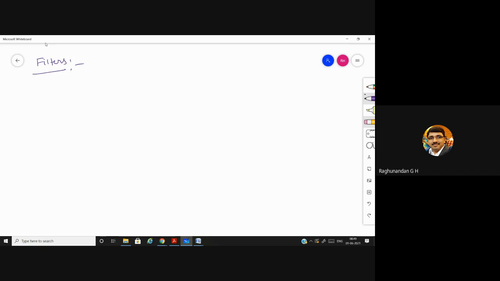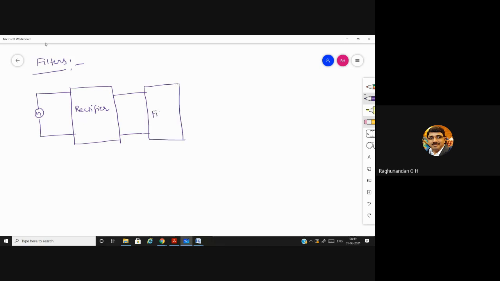So how will it be? It will be like this. We will not rewrite the entire circuit. We'll just represent the rectifier by a block diagram. This is the rectifier part, and the output of the rectifier is taken out. Before giving it to the load, we insert this filter circuit, and then we give it to the load resistance.